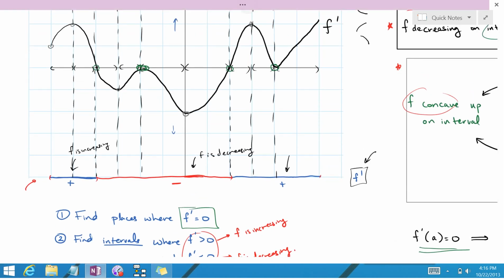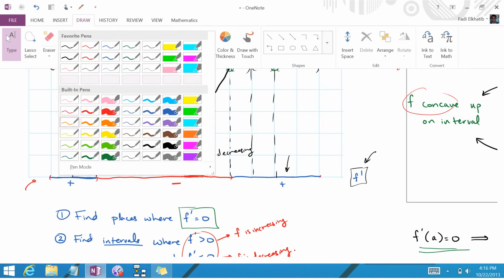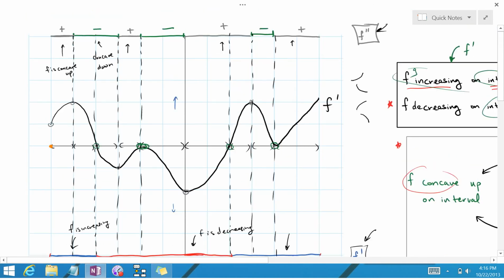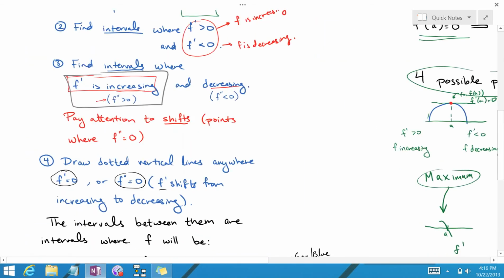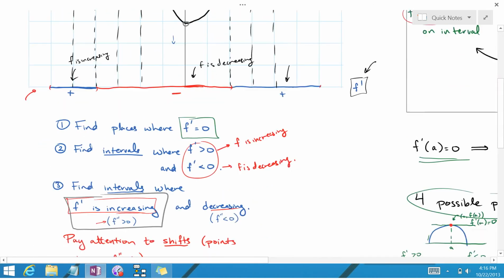So for me, I'm going to switch to a vivid color. Let's go orange. And we're going to draw a graph of f, and I'm just going to start here. Let's just say that at this point it happens to be 0. Okay. Now at first, this first tiny little subinterval here, I'm gray and I'm blue. And remember, gray and blue means I'm concave up and I'm increasing.